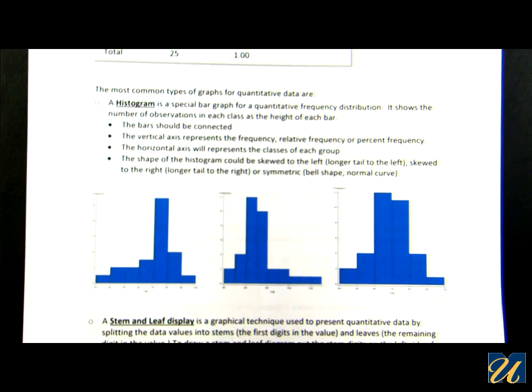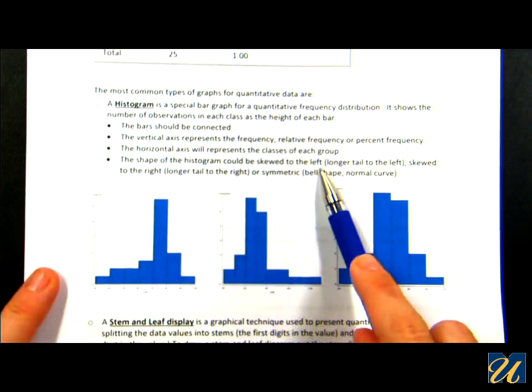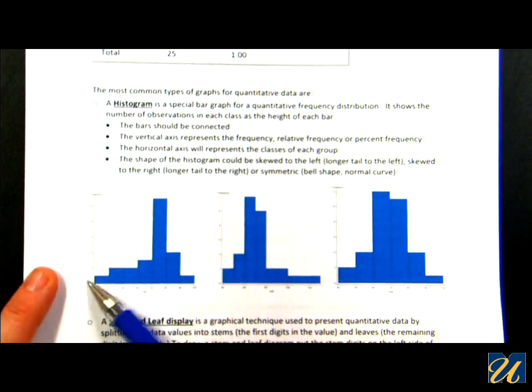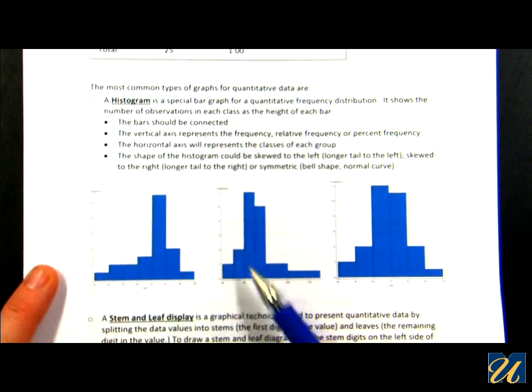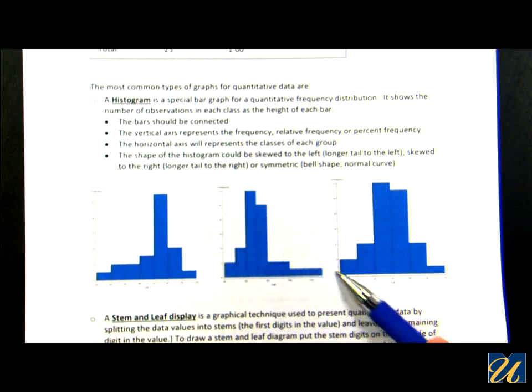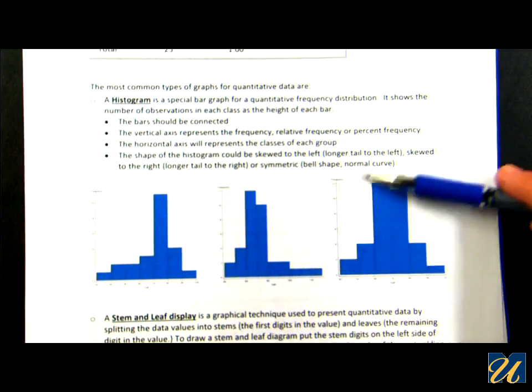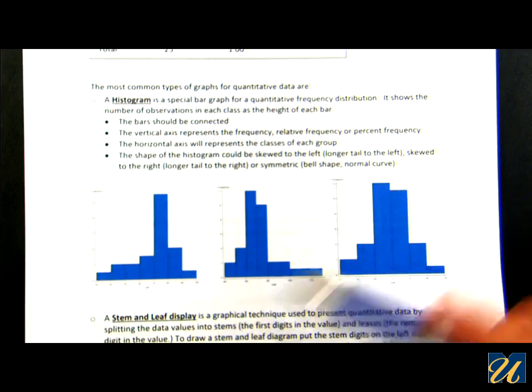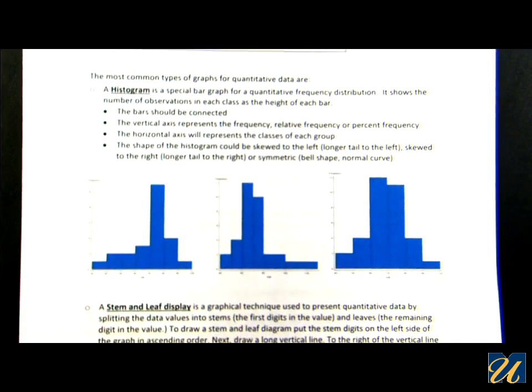The shape of the histogram could either be skewed to the left, that means you will have a longer tail forming to the left, as in the first shape, or skewed to the right, that means you will have a tail forming to the right, or it will be more or less symmetric, where you will see a bell shape, or normal curve as it is otherwise called.